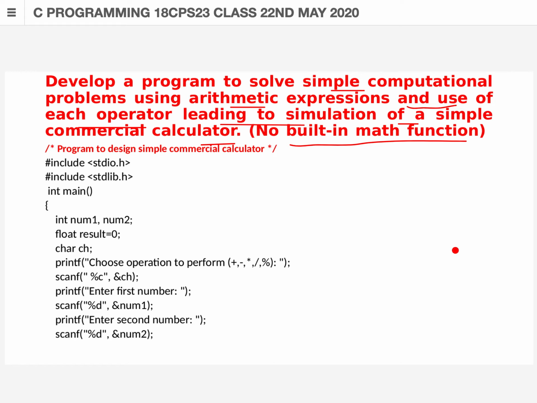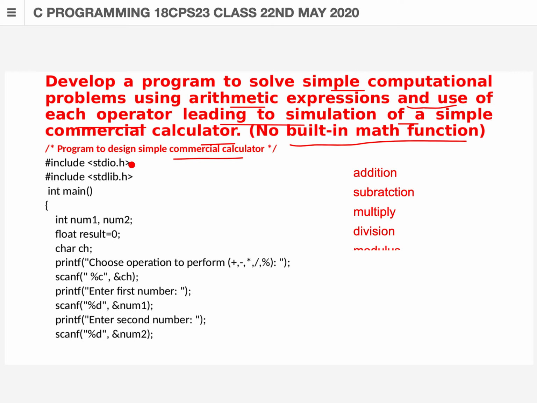simple basic arithmetic operations: addition, subtraction, multiplication, and division, and performing modulus, that is calculating a modulus of a given number. So these are the five basic arithmetic operations that we have to perform through a simple commercial calculator.